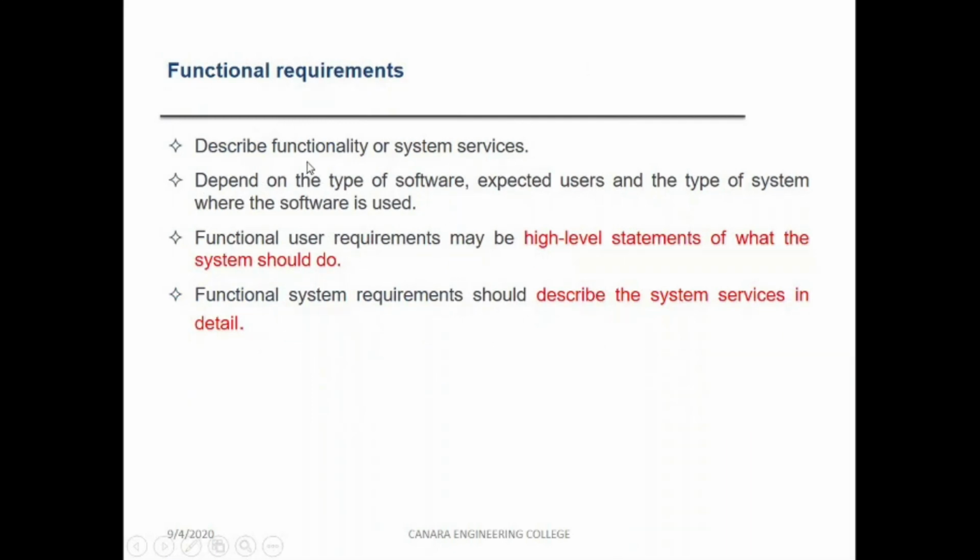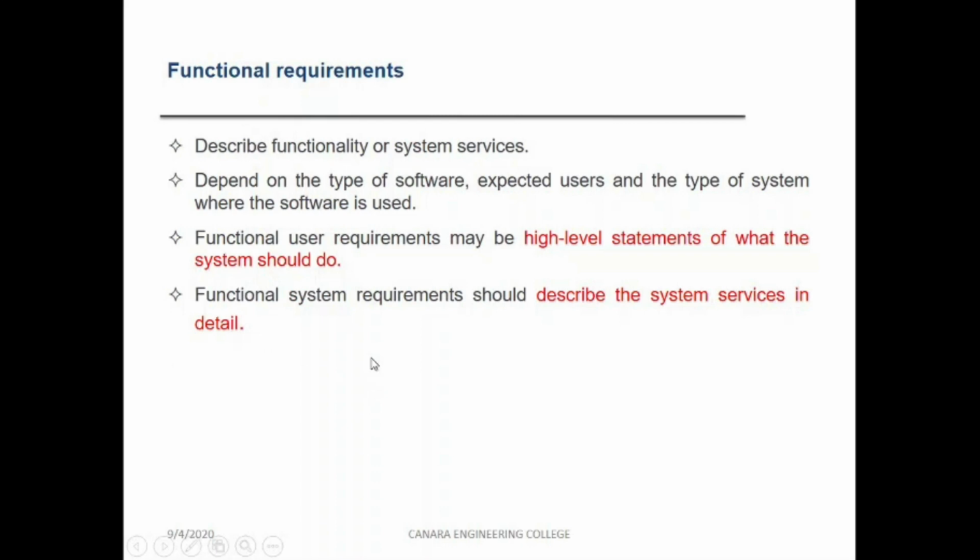Functional requirements describe the functionality or system services depending on the type of software, expected users, and the type of system where the software is used. Functional user requirements may be high-level statements of what the system should do. Functional system requirements should describe the system services in detail.